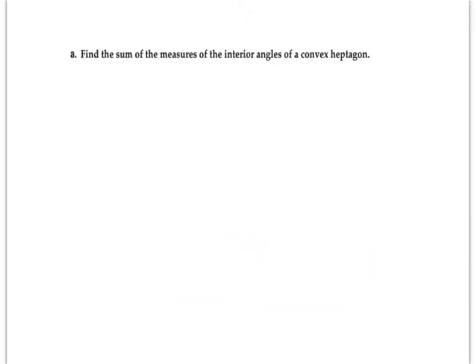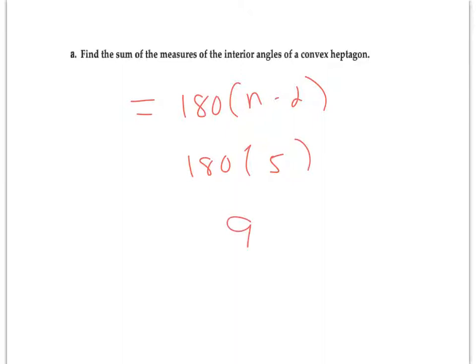Alright, boys, girls, we are almost done. Let's do a couple more problems here. Find the sum of the measures of the interior angles of a convex heptagon. Again, heptagon means 7 sides, so we're going to use the formula. Sum of the interior angles is equal to 180 times (n minus 2). And in this case n is 7, so I have 180 times (7 minus 2), which is 5. 180 times 5 is 900.